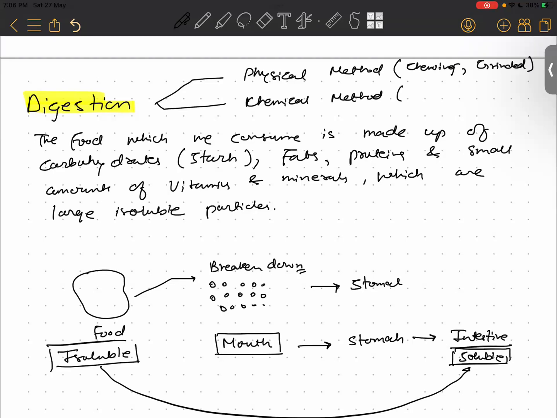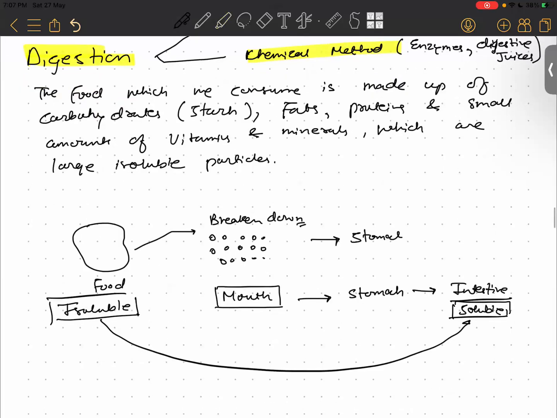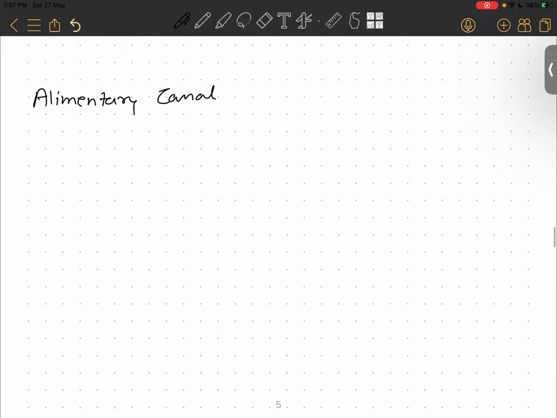And in the chemical method, various enzymes and juices released from the human body act upon the food and do chemical action on it. So there is action of enzymes and digestive juices, which act on the food and break it further. So remember this, chemical method and physical method. Now after the food has been digested, it passes to other parts of the digestive tract.